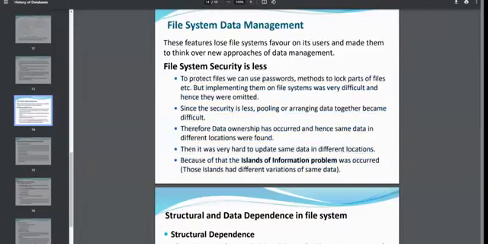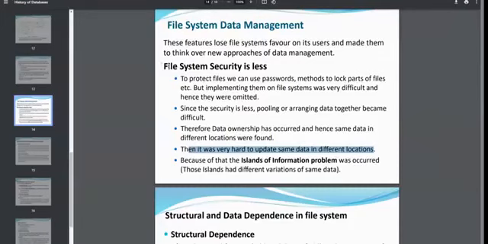And here it is very hard to update data in different locations. Why? Because of the islands of information problem. Islands have different variations of the same data. So the same data occurs in different places in different ways. So again, there is inconsistent behavior. These things should be avoided to produce what kind of database? A well-managed, efficient database.